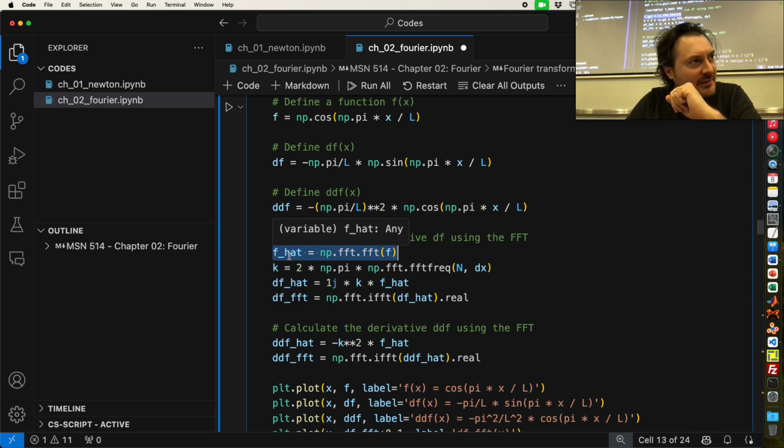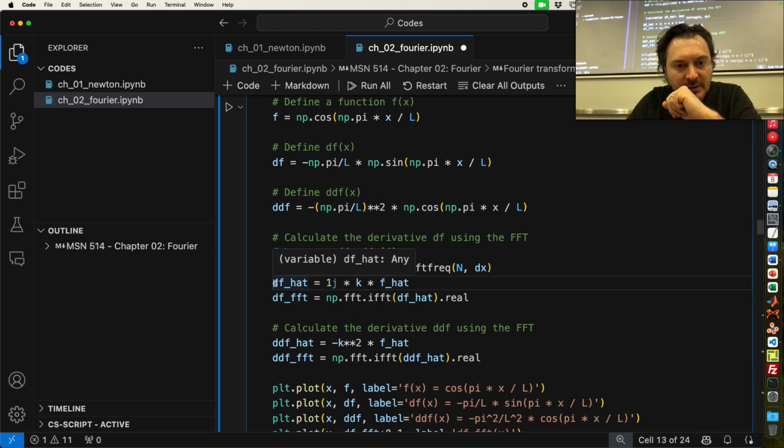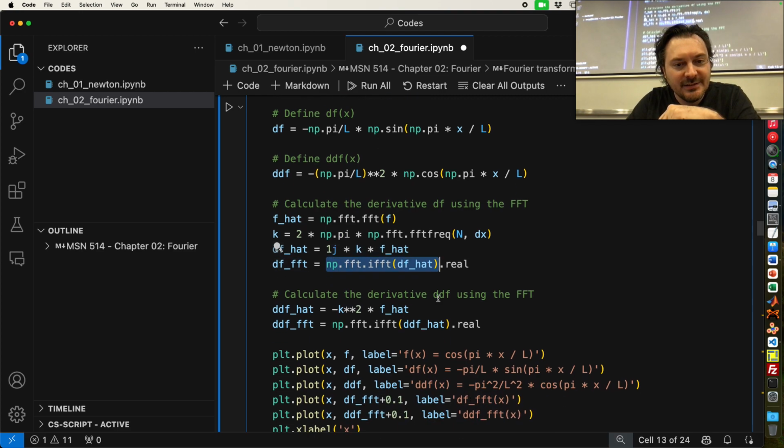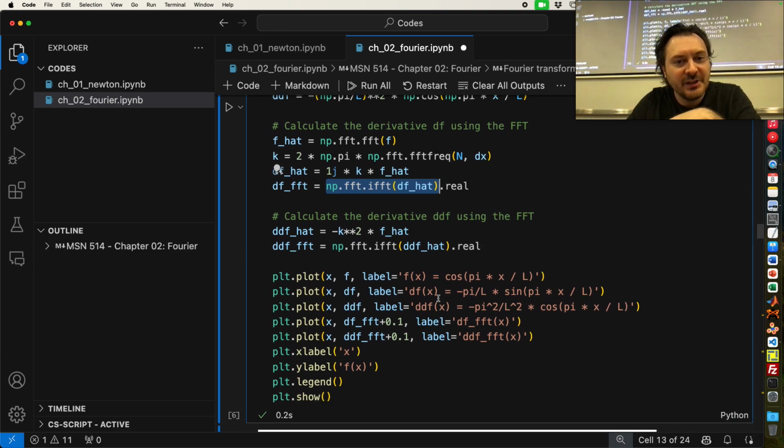So we get the Fourier transform. This is defining the case. And look at what we are doing here. We are doing df hat is 1i times k times f hat, right? So the derivative is the inverse of that thing. And if we want to figure out the second derivative, then we do minus k squared times the f hat. Okay? Yes?